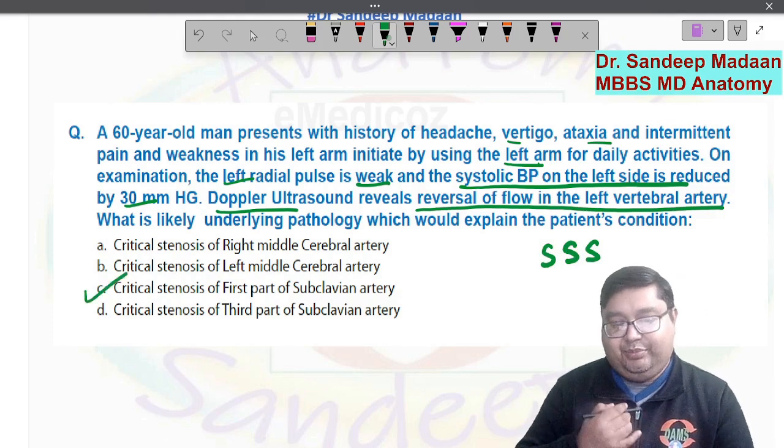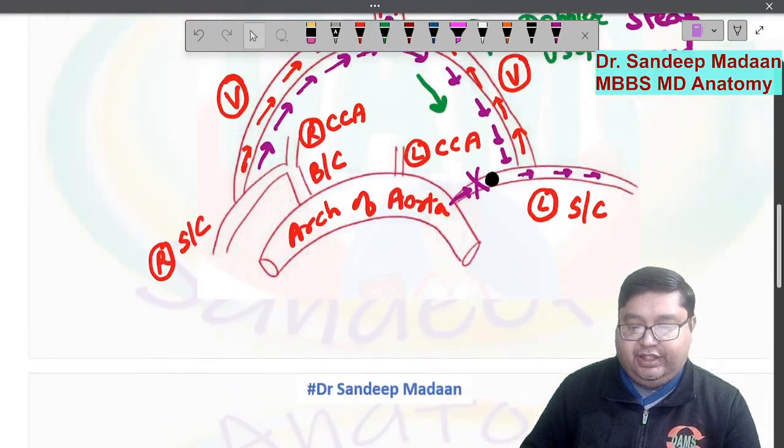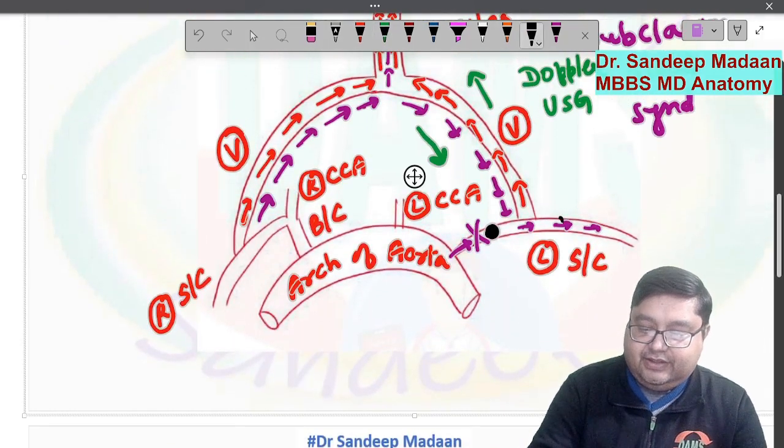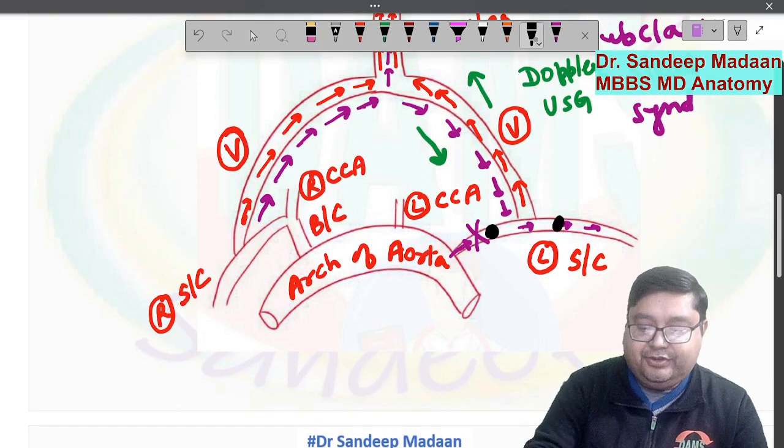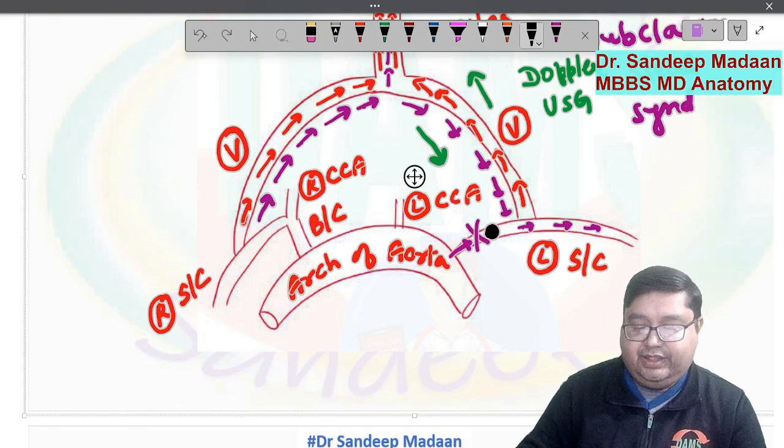It has to be proximal, because if by chance, let me show you the diagram, if by chance the obstruction is distal, then they will not be able to take the blood, right? So it has to be a proximal obstruction only.